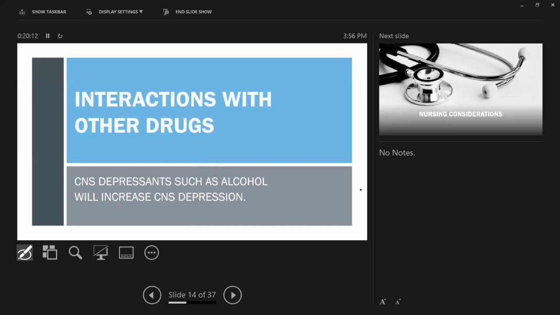Drug interactions. Do not use these with other CNS depressants. Do not use them with alcohol. Use them with opiates with great, great caution, if at all. And other CNS depressants, just don't use them. You'll get marked CNS depression, and that can decrease CNS function in ways that are potentially dangerous.